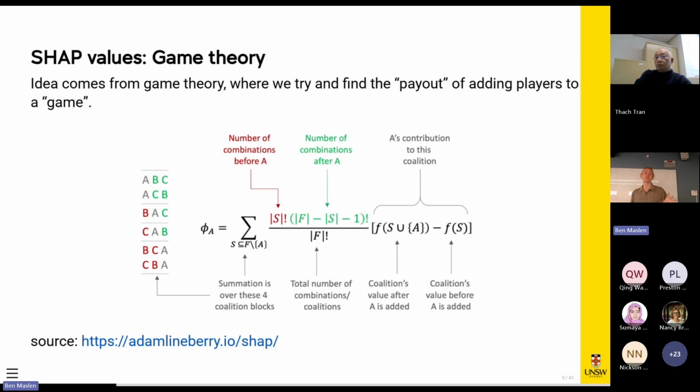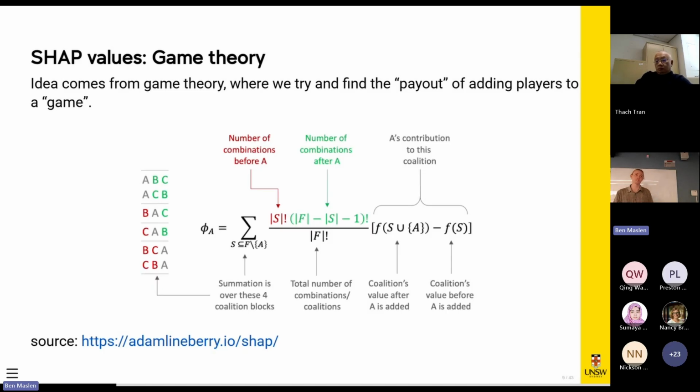The idea comes from game theory, where we're trying to find the payout of adding players to a game. Let's say we have 3 players: player A, player B, and player C. We're trying to find the average payout of adding A to the game, the SHAP value for A, for this particular game. There are a lot of different ways that these players can join the game.